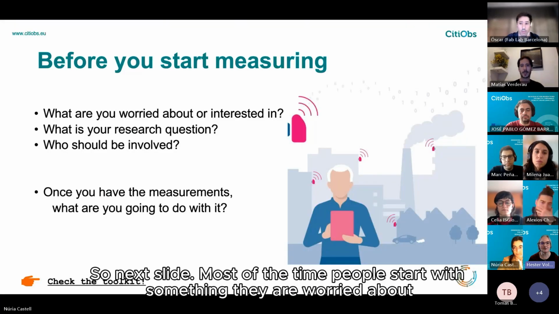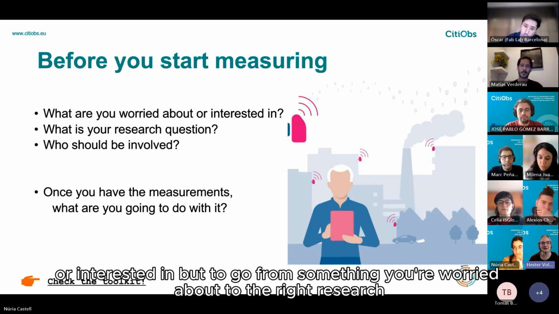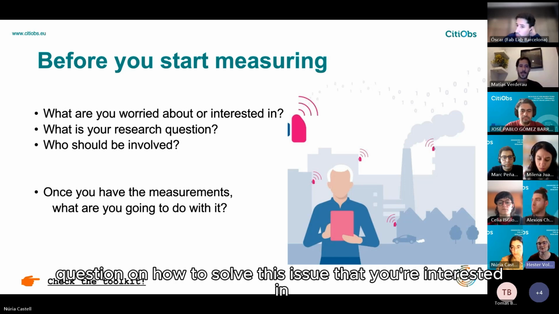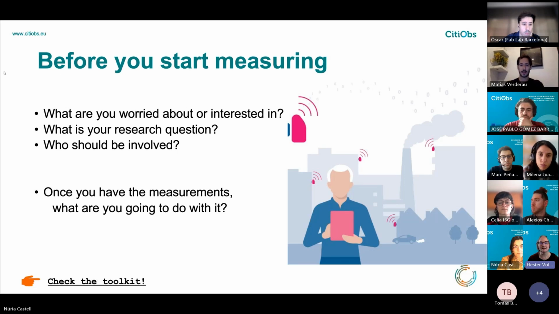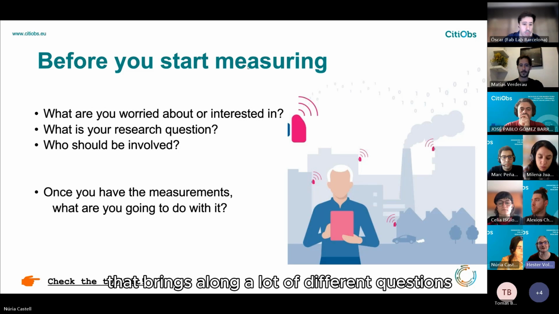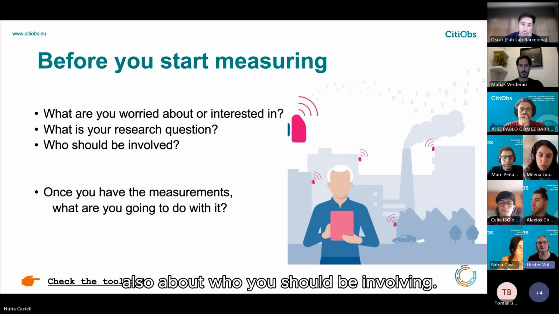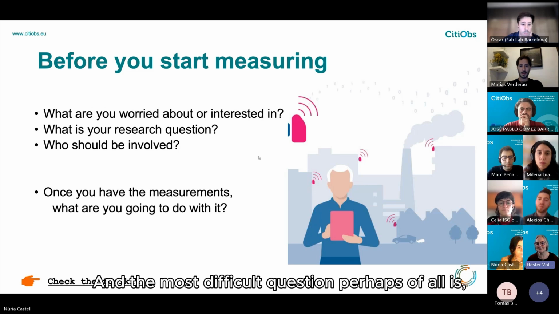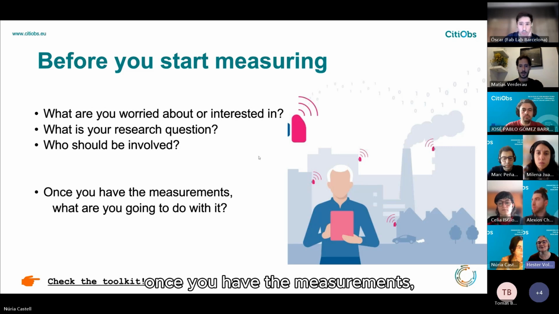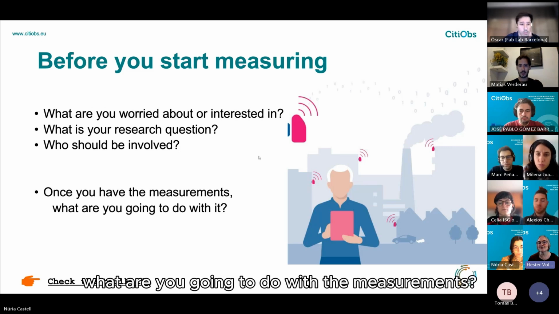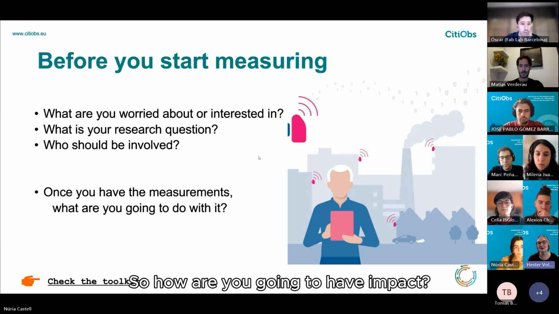Next slide. So most of the time people start with something they are worried about or interested in, but to go from something you're worried about to the right research question on how to solve this issue, or what you want to reach, brings along a lot of different questions. Also about who you should be involving, and the most difficult question perhaps of all: once you have the measurements, what are you going to do with them? So how are you going to have impact?